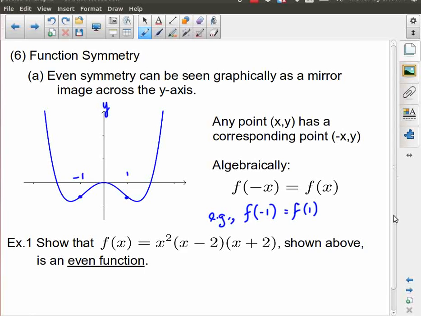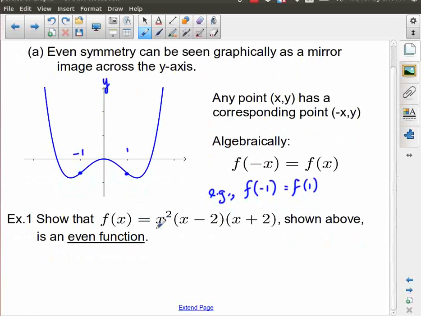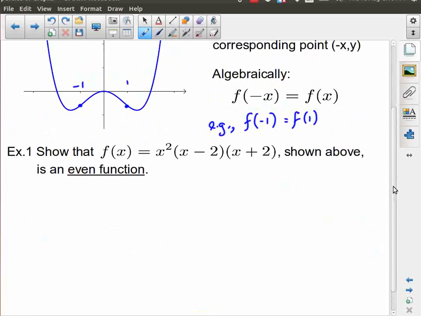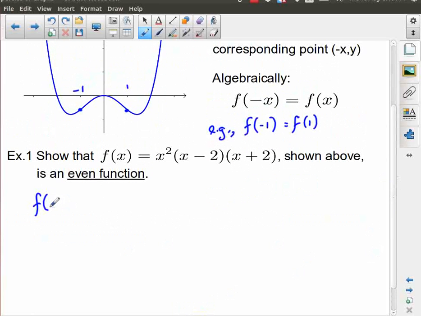Algebraically, the way we show that is essentially a left side, right side. So here I already have the right side. F of x is equal to x squared, x minus 2 times x plus 2. So let's evaluate what f of negative x is. Oh, not -1, but negative x. That just means wherever I see an x in this function, I'm going to replace it with negative x. So negative x all squared, negative x minus 2, negative x plus 2.